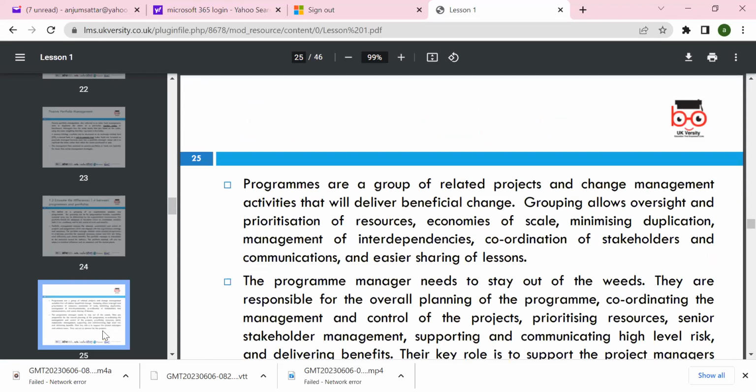Okay, programs are groups of related projects and change management activities that deliver beneficial change to the organization. We are looking at the scale of the projects, minimizing duplication. Duplication of tasks, sometimes we are doing the same things, which we need to reduce. We need to look at communication duplication with the various stakeholders.